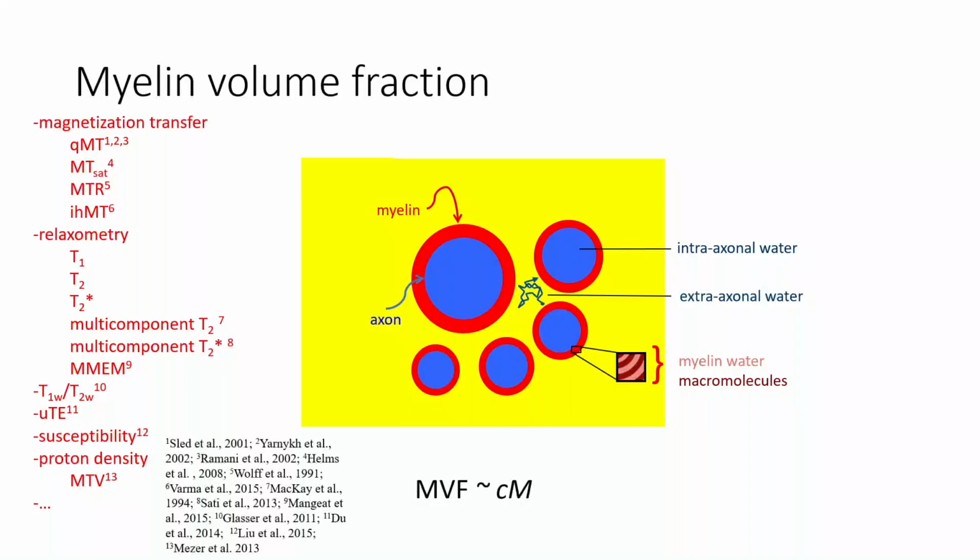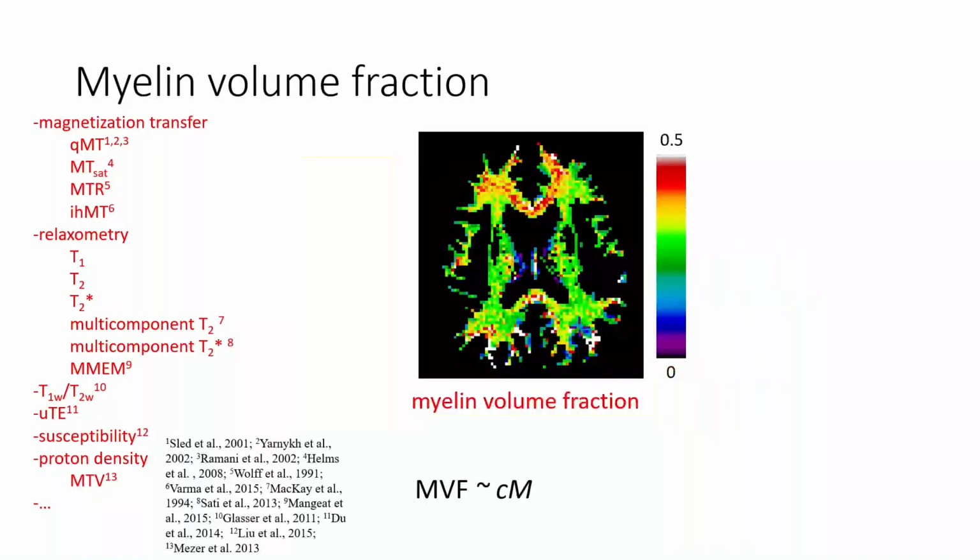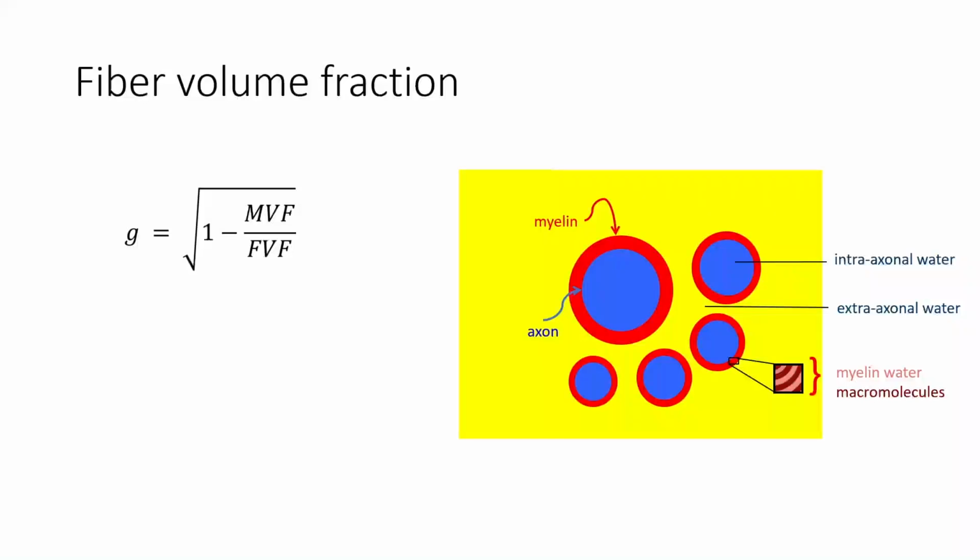Siawoosh Mohammadi, at the end of this symposium, will talk about what happens when this very simple relationship is inevitably not correct. But for the time being, we'll assume we can estimate a myelin volume fraction. So now we can put that myelin volume fraction into our G-ratio formulation like so.